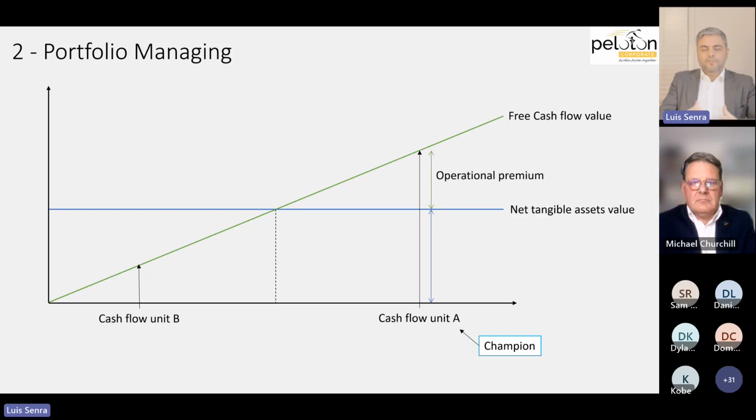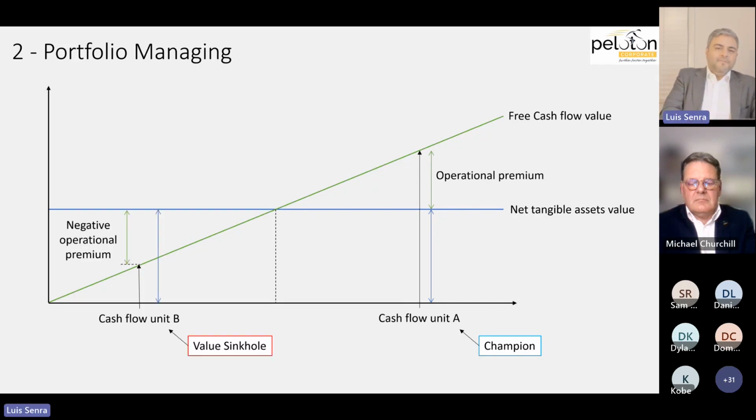Let's imagine Boost Juice. So I know that I can invest $500,000 to create a new Boost unit, and this Boost unit will create cash flow, and this cash flow is actually worth 1 million. So I automatically create value with growth because I have something to replicate. On the left side of this chart, we have the cash flow units below the net tangible assets value. This actually means that this cash flow unit has a negative operational premium. In direct English, this cash flow unit is destroying value.